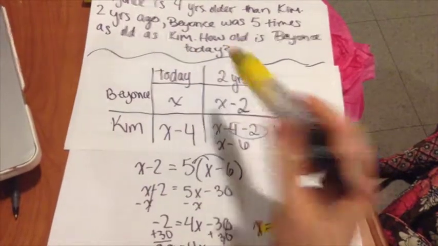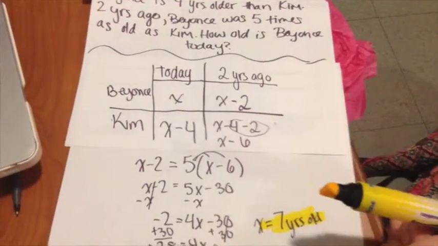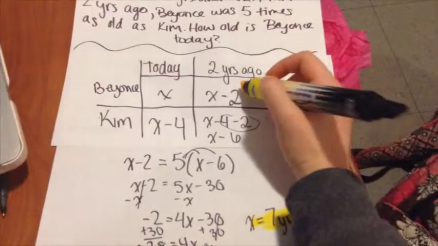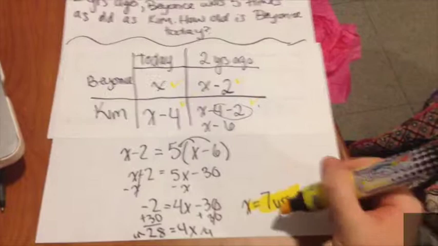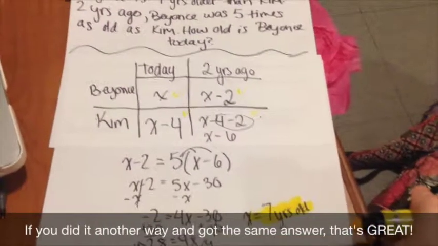So there it is. 2 years ago, Beyonce was 5 times as old. If she was 5, Kim was 1. That's 5 times. So we know that we are correct on all of our processes in those. So then Beyonce's age today is 7 years old.